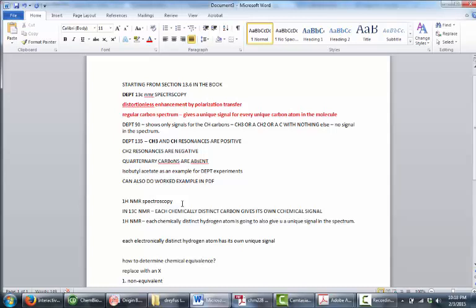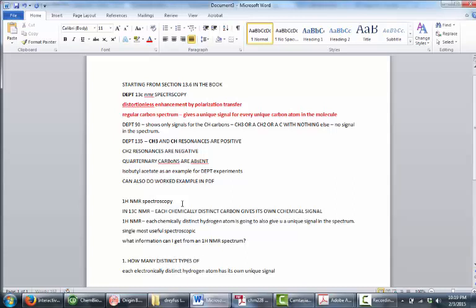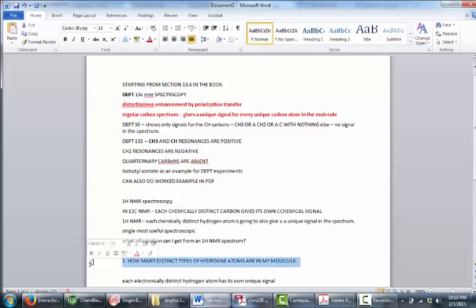Basically, proton NMR is the single most useful spectroscopic technique for trying to figure out structure. So let's ask ourselves now, what information can I get from a proton NMR spectrum? The first thing, and this is what we're going to talk about right now, is how many distinct types of hydrogen atoms are in my molecule. So let's talk more about what I mean by that.